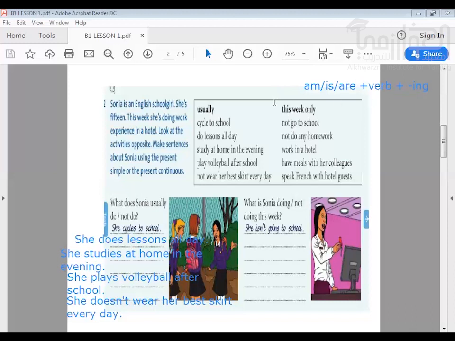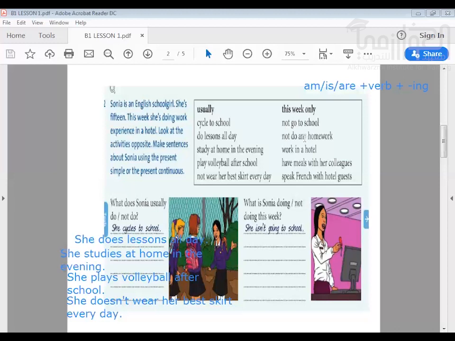But now we're talking about Sonia, she. So she, what do we use? We use only the is. So she, this is negative. With negative, we add not. With nafi, we add not after am, is, are. So she isn't going to school.